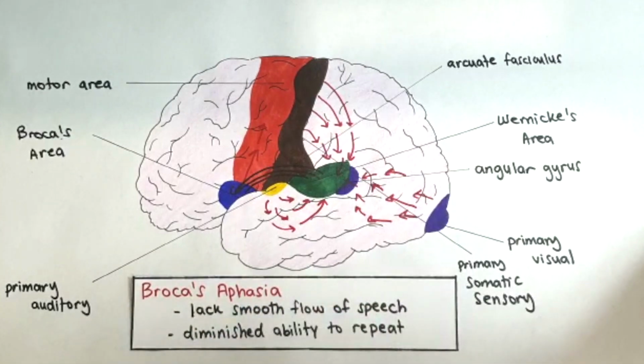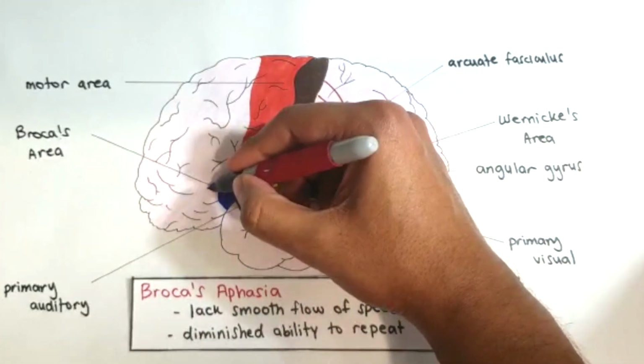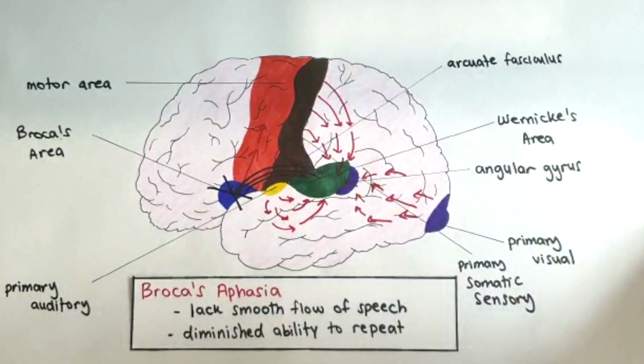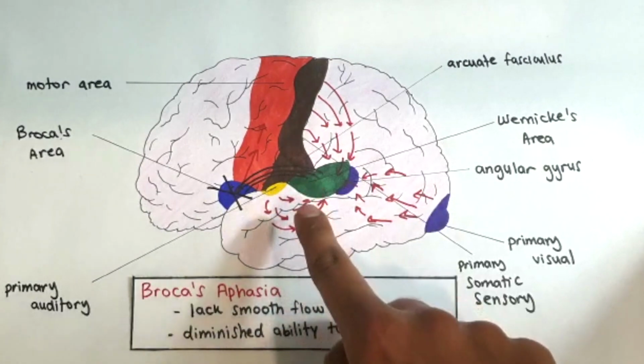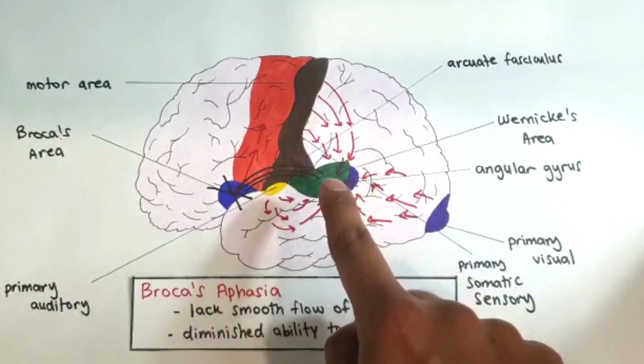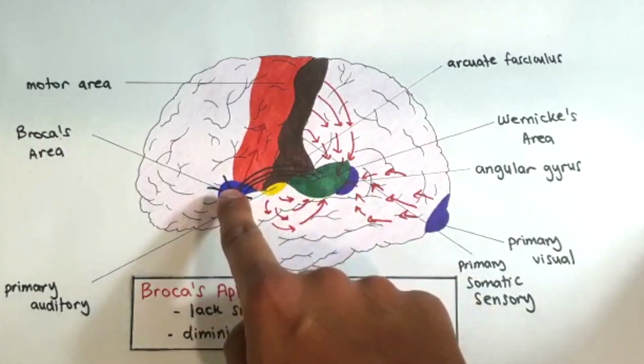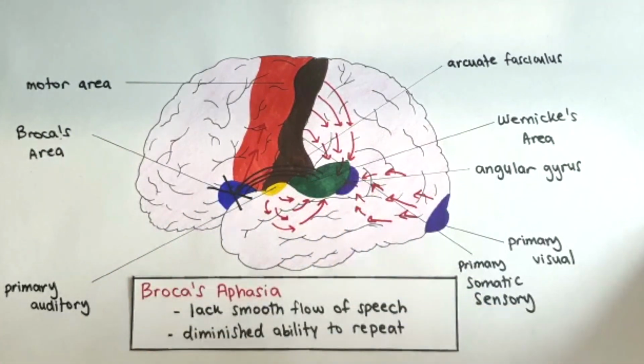Now, Broca's aphasia occurs when there has been extensive damage done to the Broca's area. Patients with Broca's aphasia lack smooth flow of speech as well as a diminished ability to repeat words. So, all the signals can be heard, can be seen, can be felt. They are processed at the Wernicke's area, giving you a sort of response that you need to produce, but the actual production of those words will cause a problem.